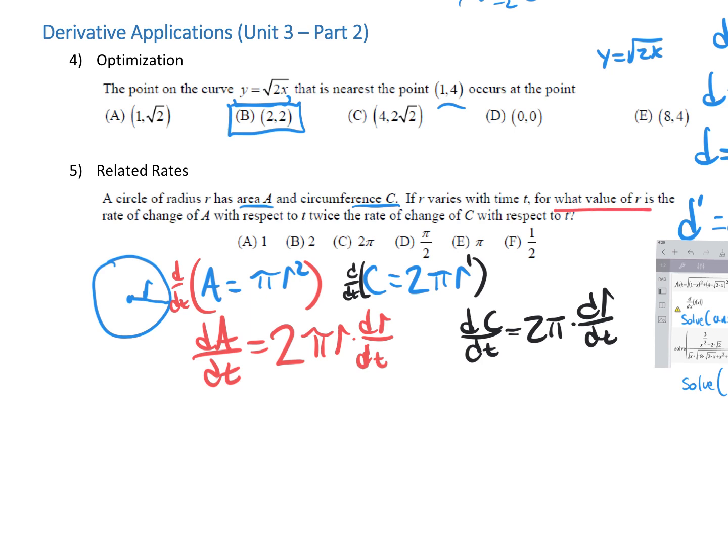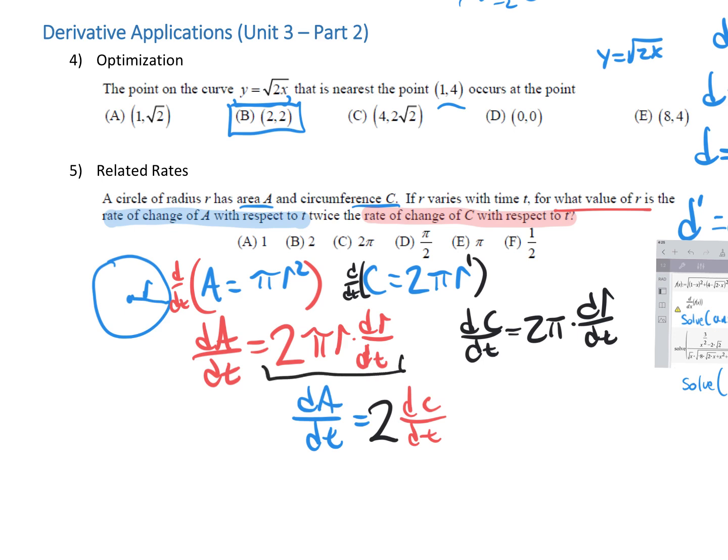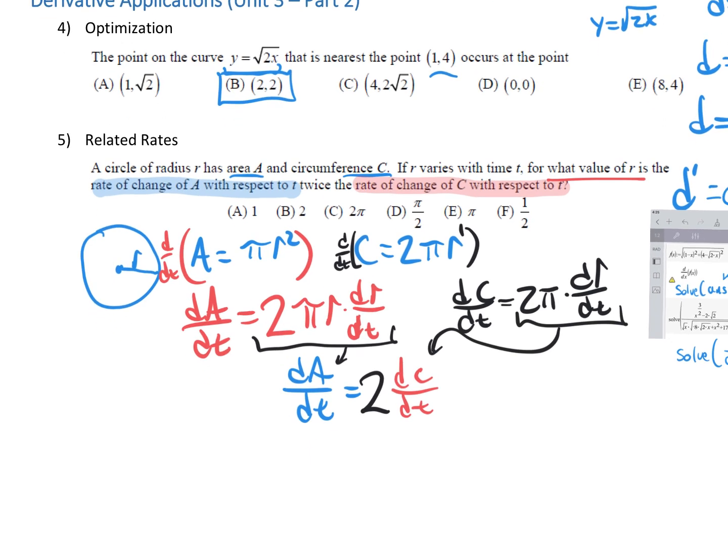But we got this little situation here where the rate of change of A is twice the rate of change of C with respect to t. So let's write that as an equation. So we know dA/dt is twice, so 2 times dC/dt. Well, we know what dA/dt is. There it is. So we can drop that in there. We know what dC/dt is. We can drop that in there. Let's see what we get.